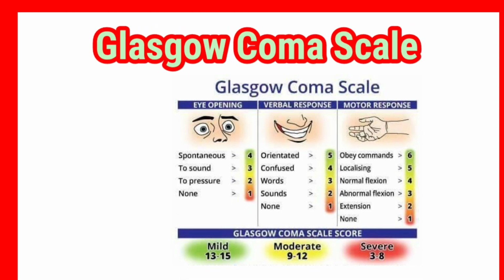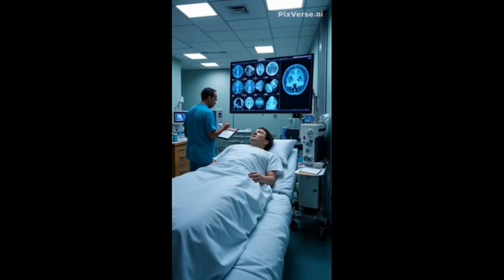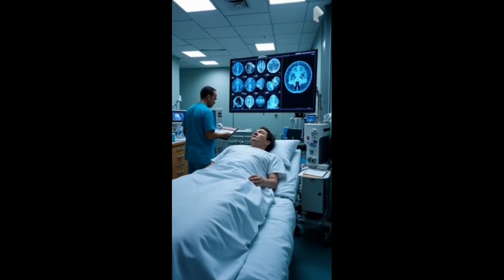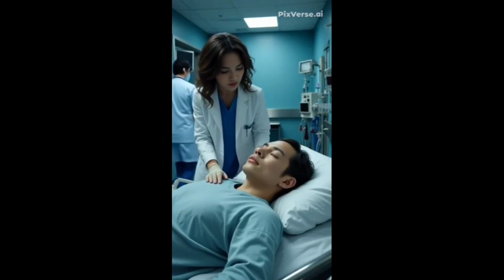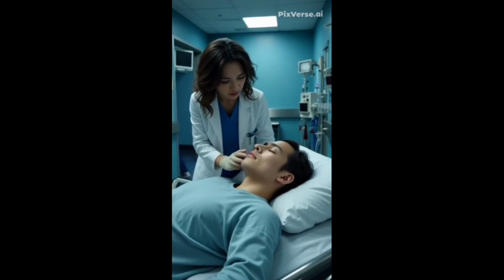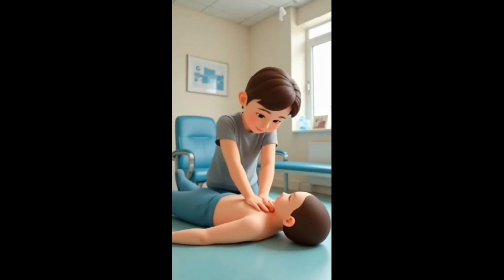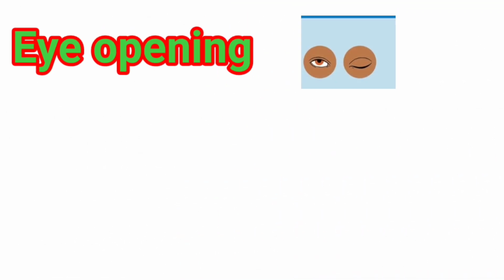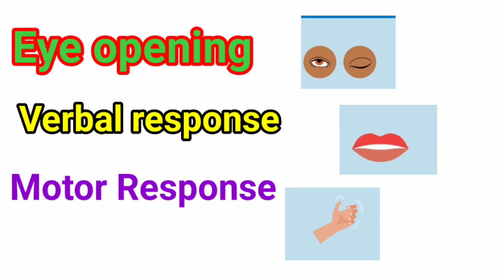Glasgow Coma Scale. It is an important scale for understanding consciousness in a critical patient, especially in emergency and neurological settings. That's where the Glasgow Coma Scale, or GCS, becomes an essential clinical tool. The GCS helps assess a patient's level of consciousness based on three key components. The first one is eye-opening. Second, verbal response. And third, motor response. Now, let's explain in detail.